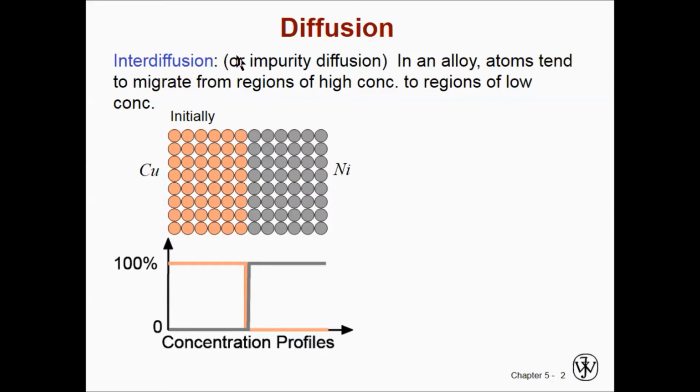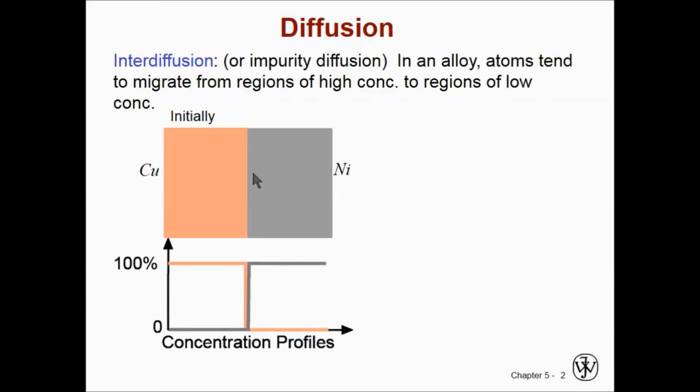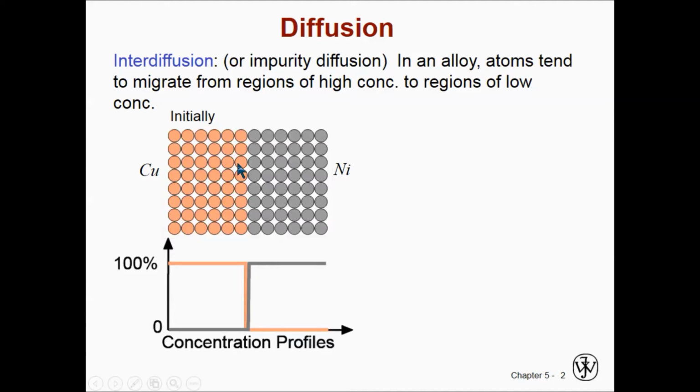So here you see two metals, copper and nickel bars. They are touching each other. So before diffusion, let's see atomic arrangement. So on the left I have only copper atoms, on the right only nickel atoms. You see concentration profile over here. When I am on the left, I will take it as x0 distance. When I go to the right, x goes to infinity.